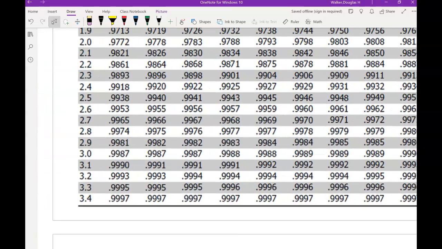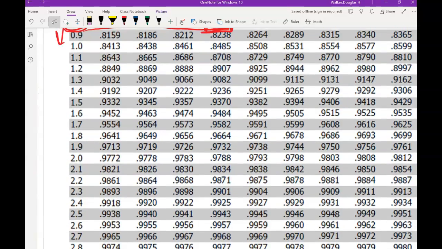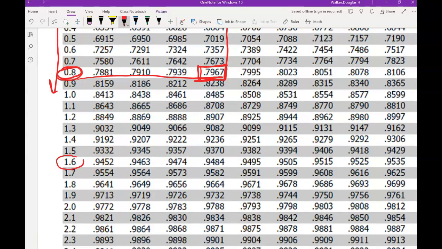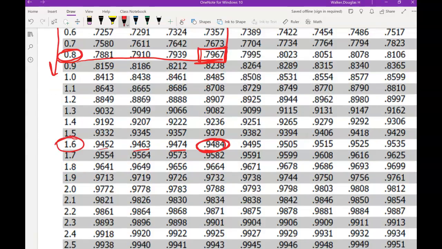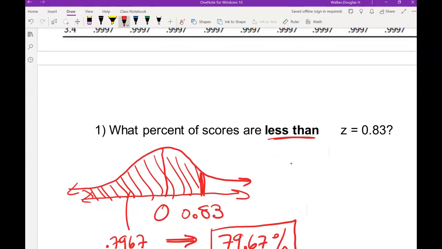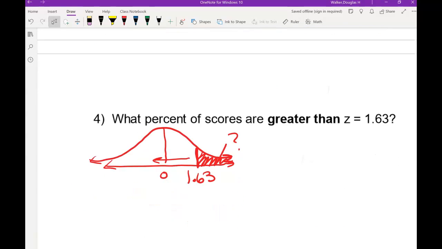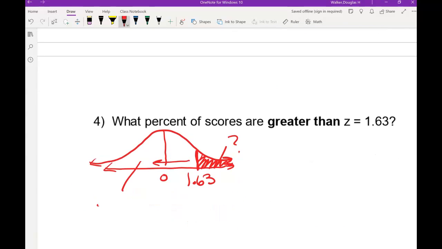So 1.63. Here's the 1.6. And I know you can't see the top of the column here, but this is 1.60, 61, 62, 63. So 0.9484. 0.9484 is this part to the left. That's not what we're looking for.